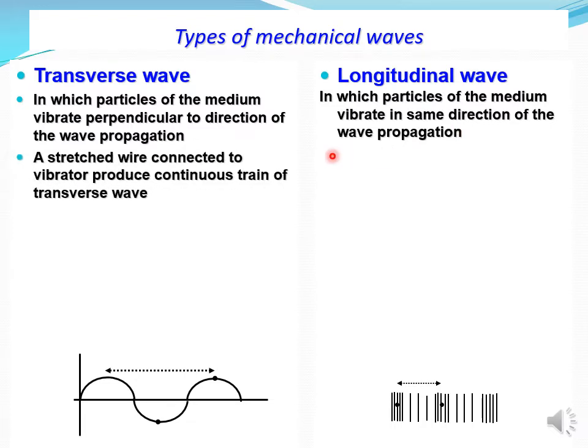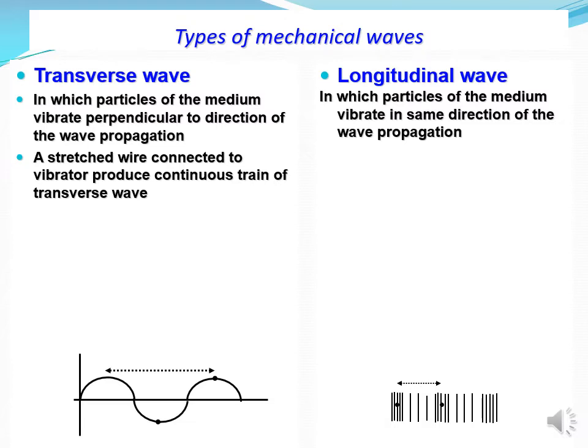A transverse wave when stretched wire connected to vibrator produce continuous train of transverse wave. يبقى لو افترضنا ان ده stretched wire وبعدين connected to vibrator, it will produce a train of transverse wave in which particles of the medium vibrate perpendicular to wave propagation.